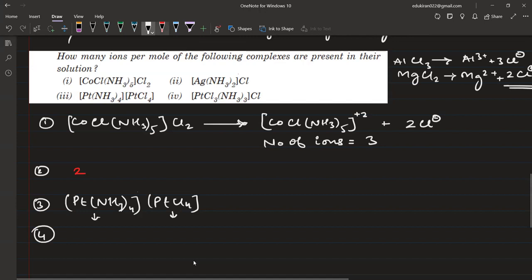Then here also you are going to have, this is one anion and you are going to get one cation. तो यहाँ पे भी आपके पास 2 हो जाएगा, यहाँ पे भी आपके पास 2 हो जाएगा. तो सेकंड, थर्ड एंड फोर्थ, all of them are having 2 ions. Okay, Samiha.